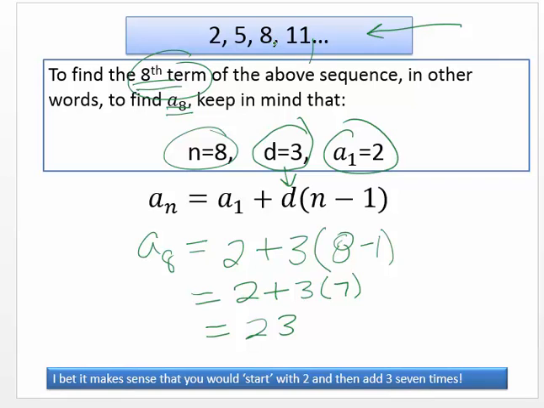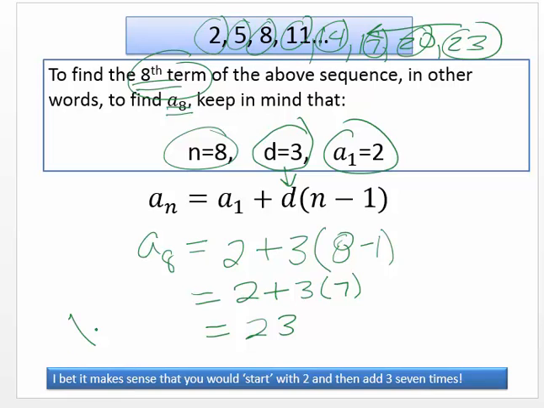Do you agree we'd go 8, 11, 14, 17, 20, 23, and here we go. First, second, third, fourth, fifth, sixth, seventh. The eighth term of this sequence was 23. I just wanted to show you that that formula makes sense.